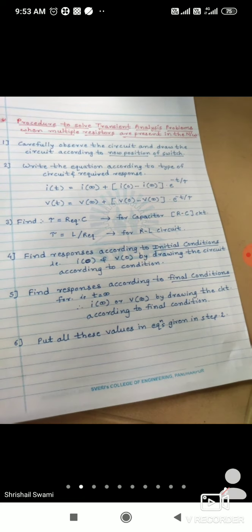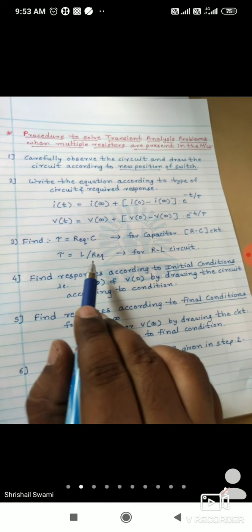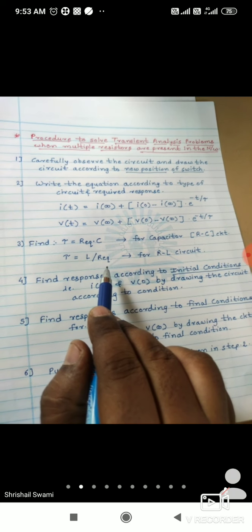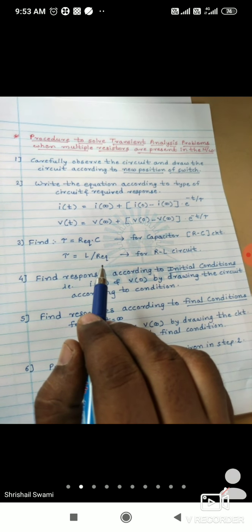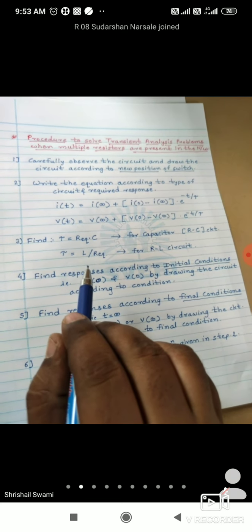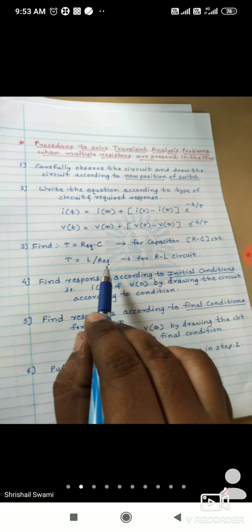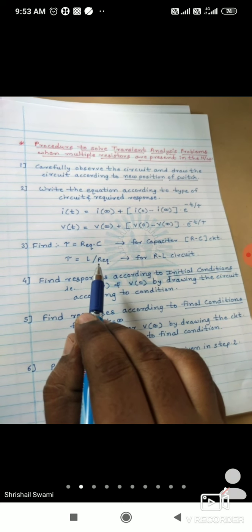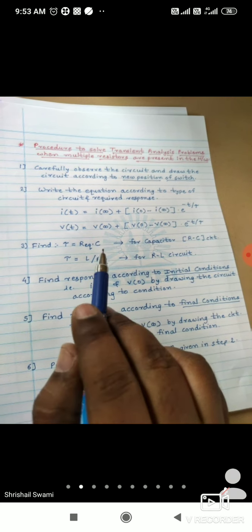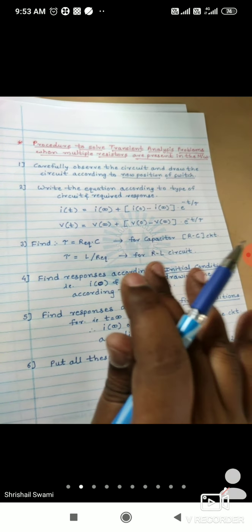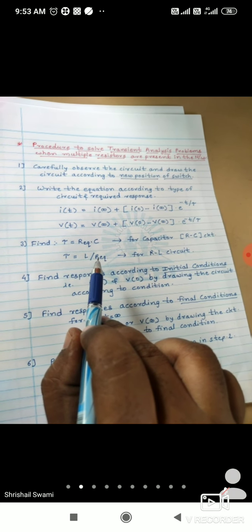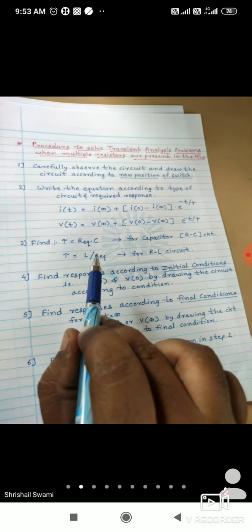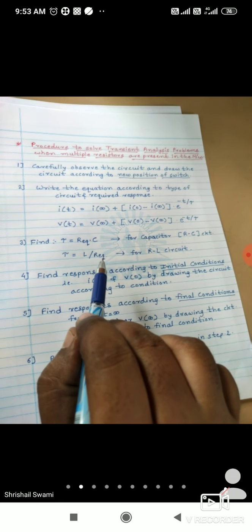So R equivalent, one thing is remaining here. How to find out R equivalent? You already know how to find it out. When I solve the problem, you can understand more. While finding R equivalent, you have to open the current source and short the voltage source. You already know this, we already used it in the first chapter. While finding R equivalent, the voltage source is always shorted and the current source is always opened. That you have to do first.